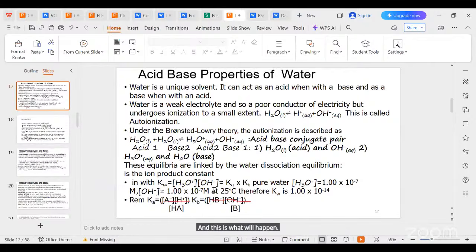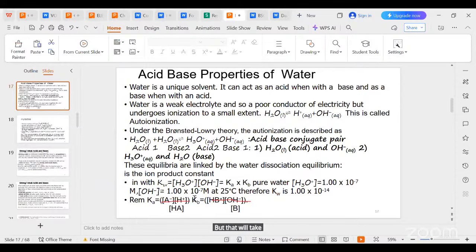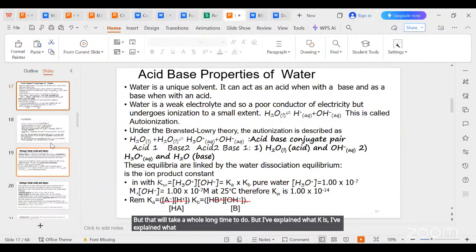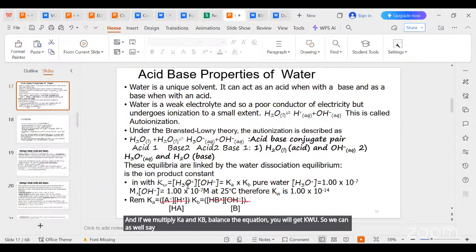So we can prove that Ka times Kb is equal to Kw, but that will take a whole long time to do. But I've explained what Ka is, and I've explained what Kb is. If you've understood what Ka and Kb are, then if we multiply Ka and Kb and balance the equation, you will get Kw. So we can as well say that the concentration of the hydronium ion and the concentration of the OH ion will give us our Kw. That's what I'm trying to explain here.